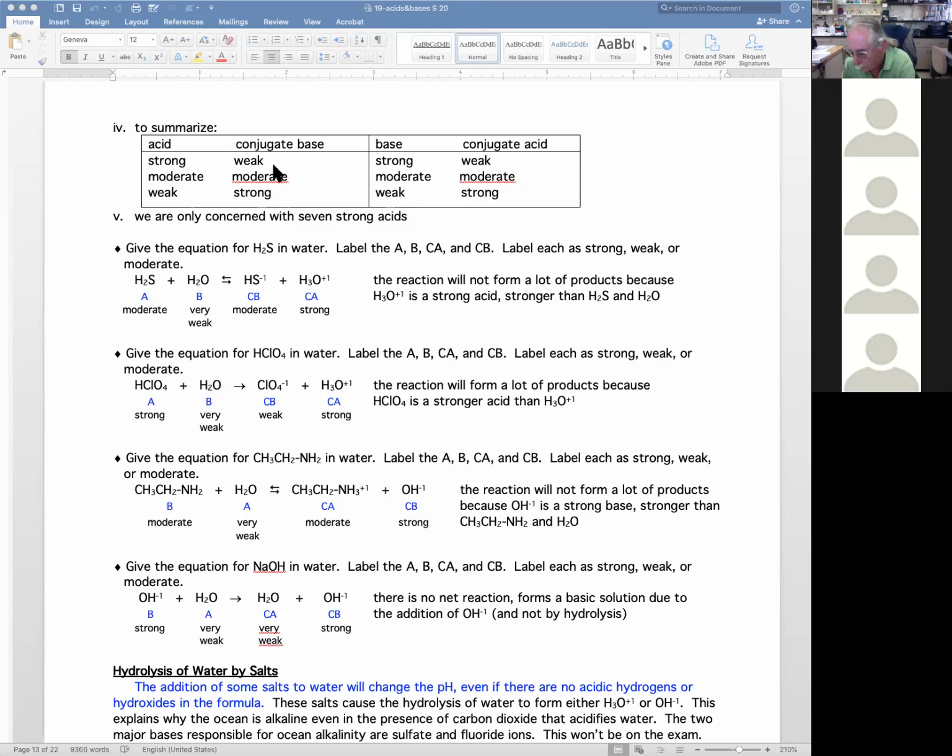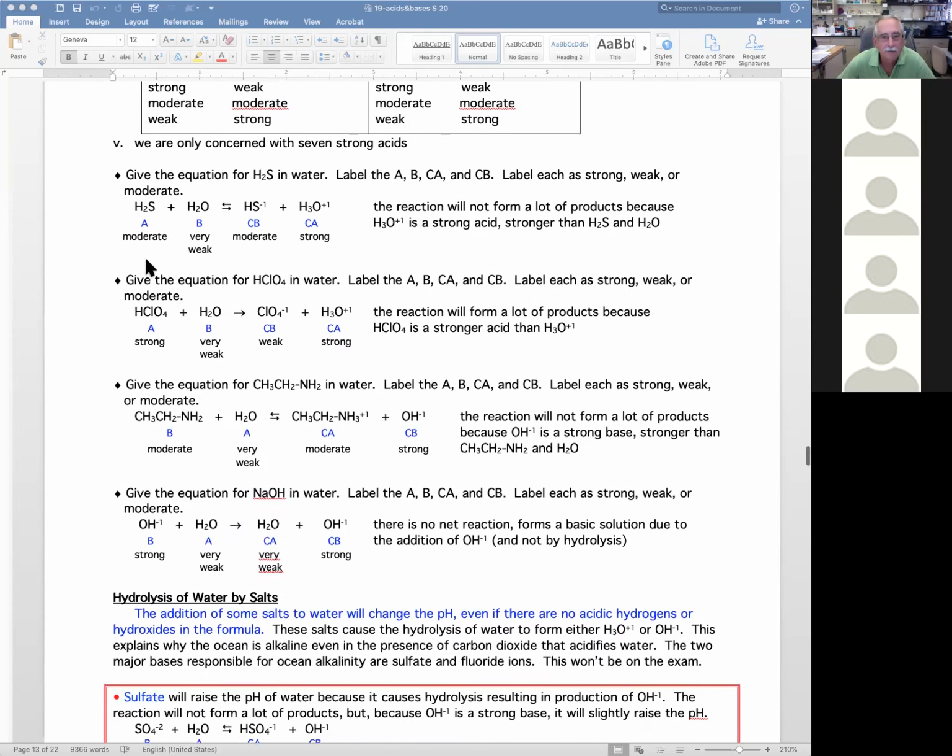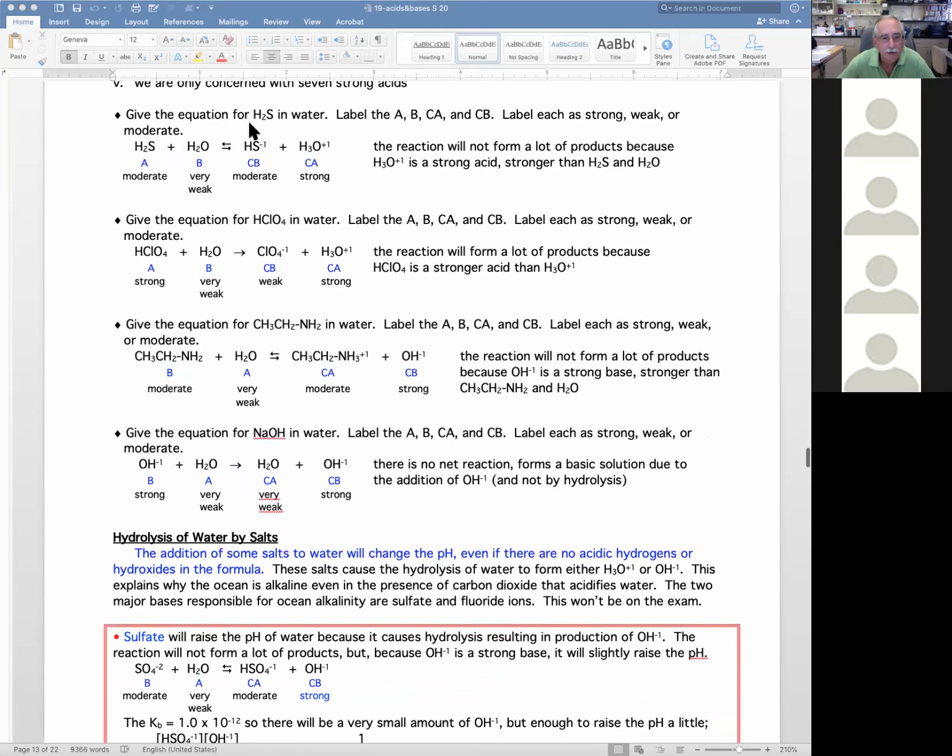Okay, so here's some examples. Give the equation for H2S and water. Label the acid, base, conjugate acid, and conjugate base, and label each as strong, weak, or moderate. So this is not on my list of strong acids, so I would treat it, some books would say a weak acid, but no, it's not really weak, it's in the category of being moderate. Most of them are. That would be your assumption. Then water, we know, is very weak.